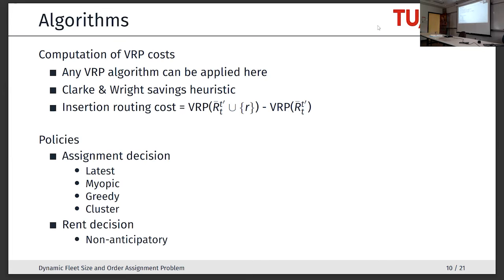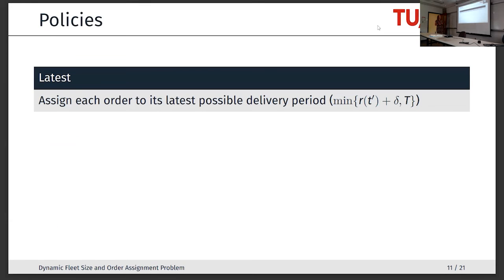Then we consider 4 different assignment policies: latest, myopic, greedy, and cluster, and one. So far we implemented one rent decision policy, which is non-anticipatory. So let's go over those policies.